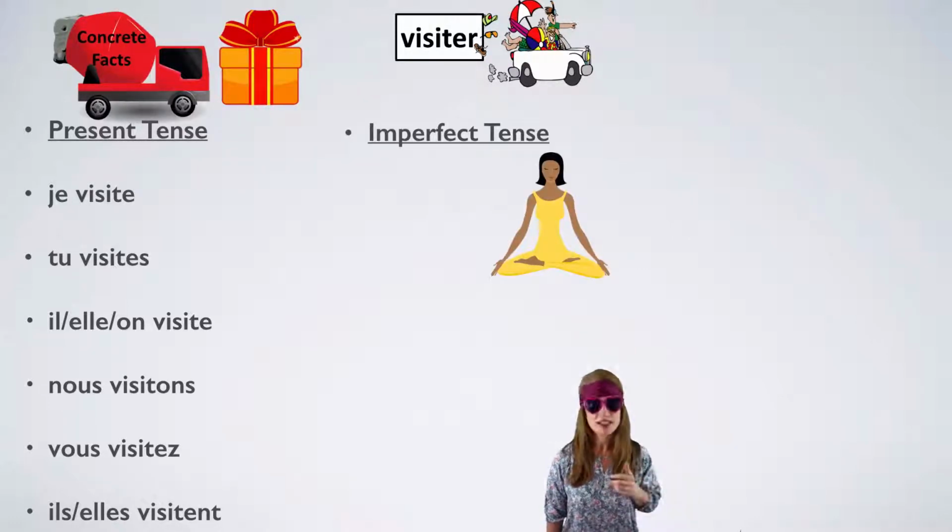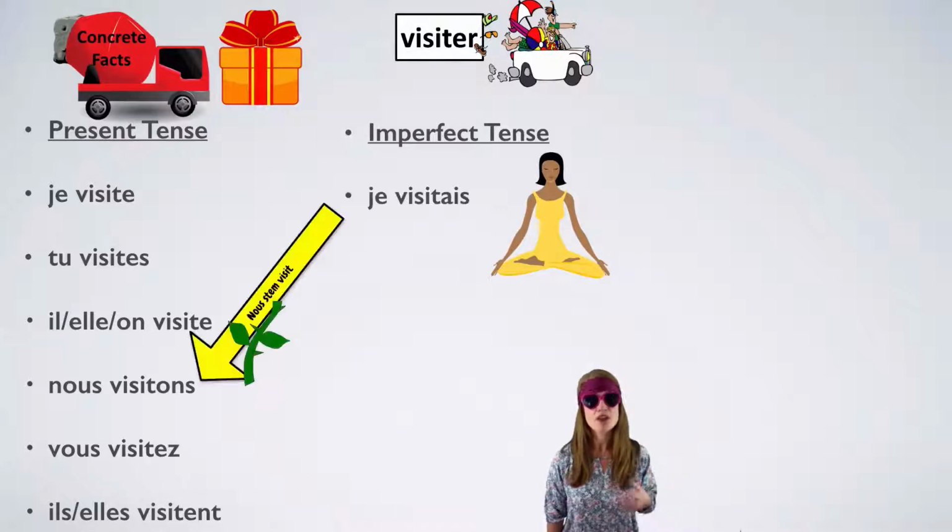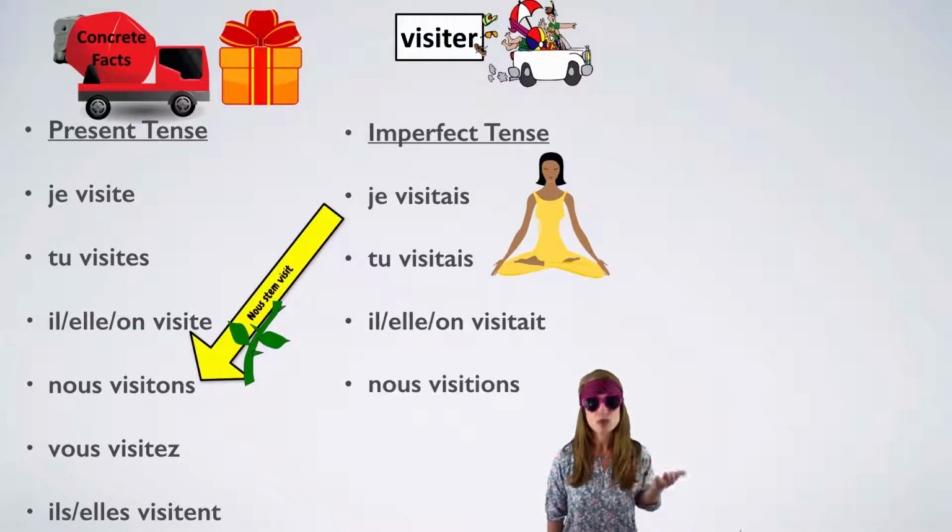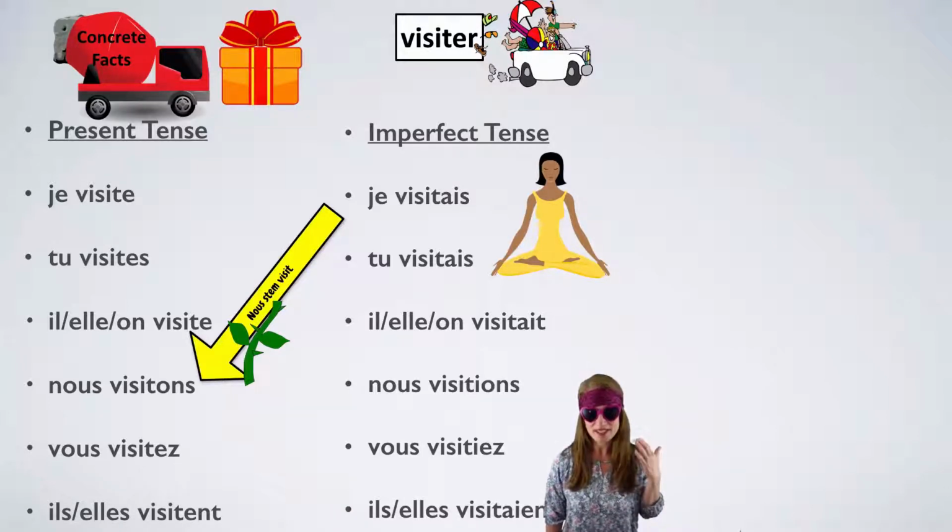In the imperfect tense, still in the indicative, we need the nous stem. Then we add on the endings. Je visitais. Tu visitais. Il, elle, on visitait. Nous visitions, vous visitiez, ils, elles visitaient. The first three and the last one, the il, elle, they conjugation, sound the same.